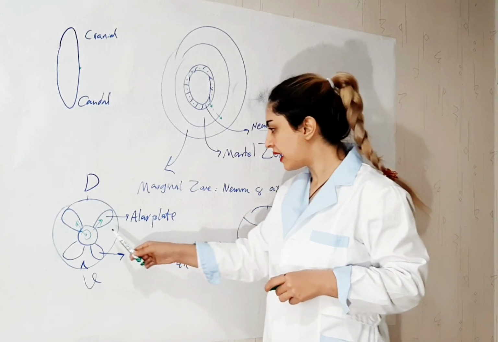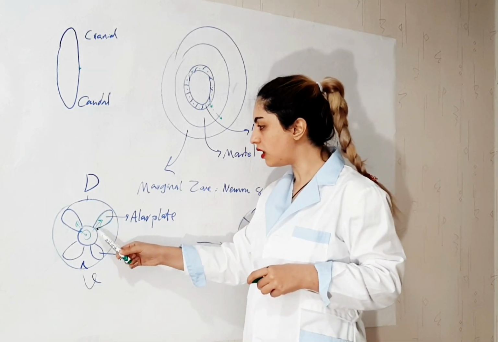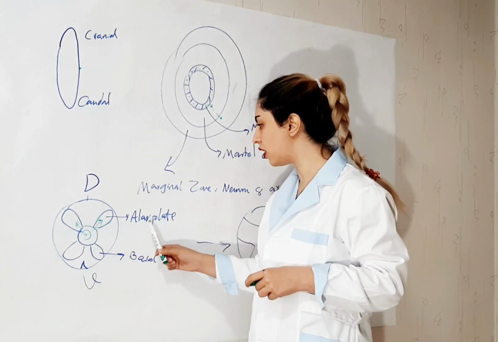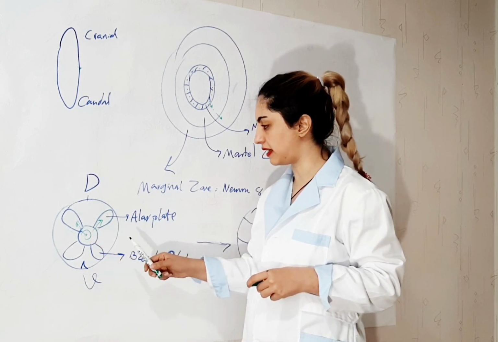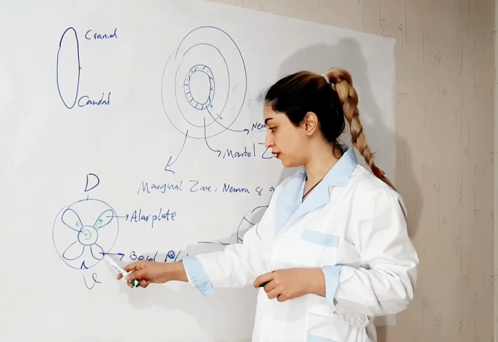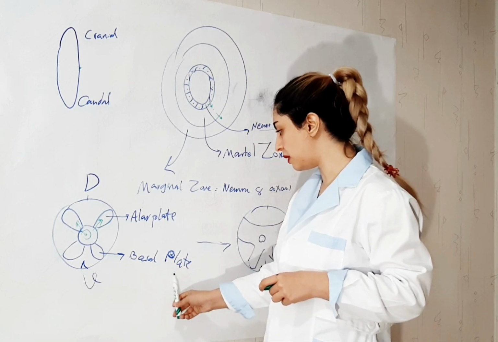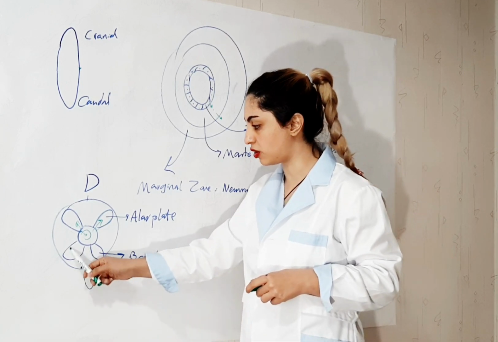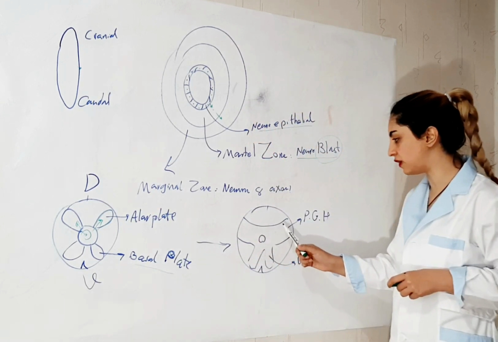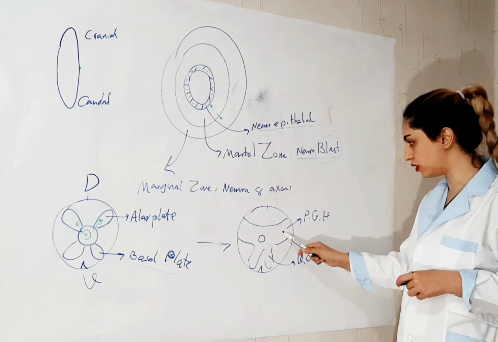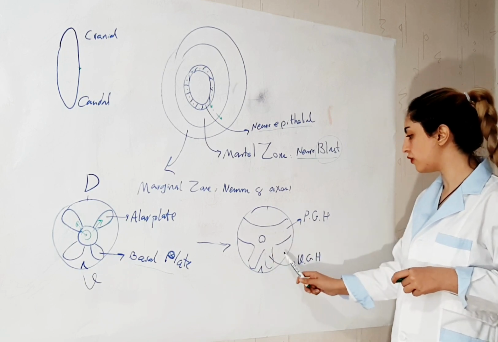So what happens? At first, they make some alar shape and it's called the alar plate. The posterior ones, the dorsal ones, are called the alar plate. And the ventral part is going to make the basal plate. So these are the basal plates. This is the ventral part, the dorsal part. And later it will change to the posterior gray horn and also the ventral gray horn.